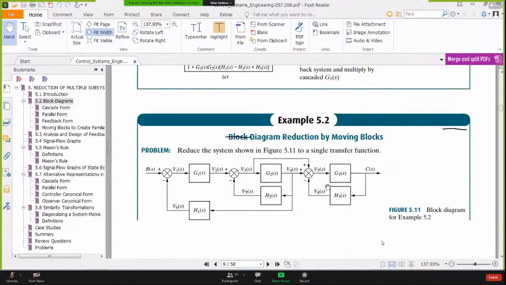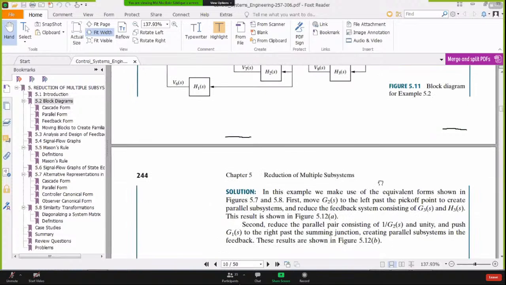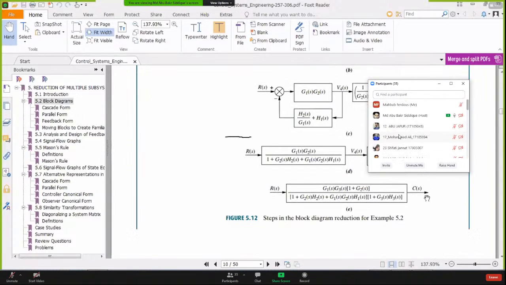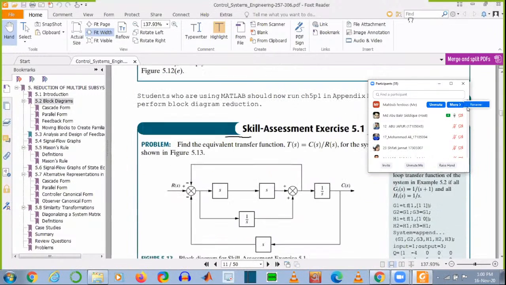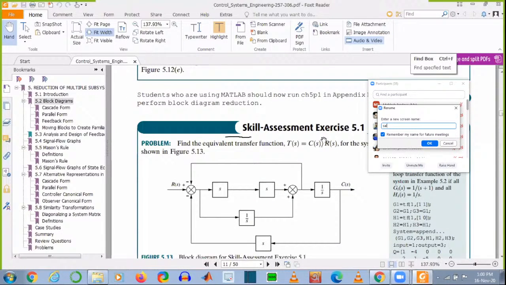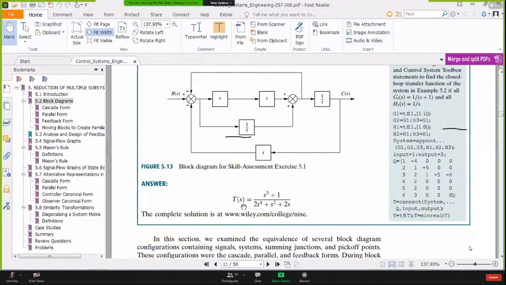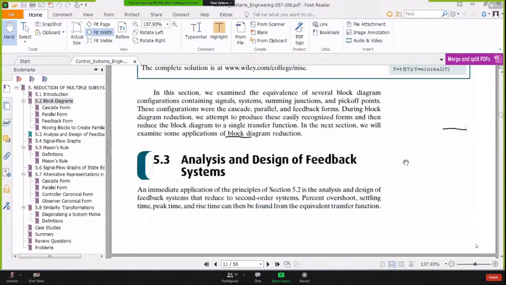So example 5.2, also solve this one. They already solved this, and if you don't understand, you can consult with me later. Definitely, there is a skill exercise that you can also solve, and the result is also given. This is not solved because the result is given. You can solve it and check with the result.